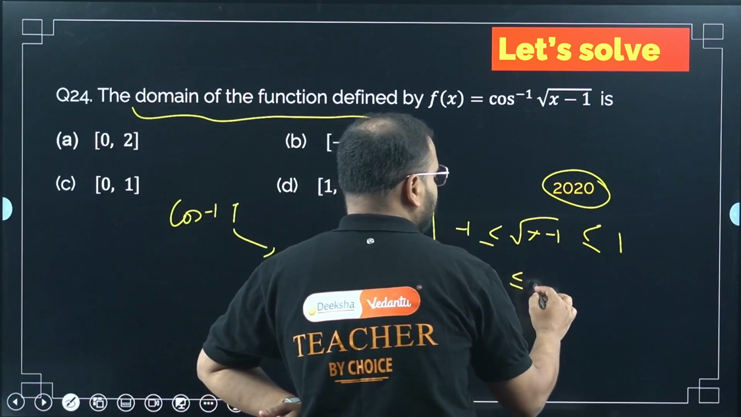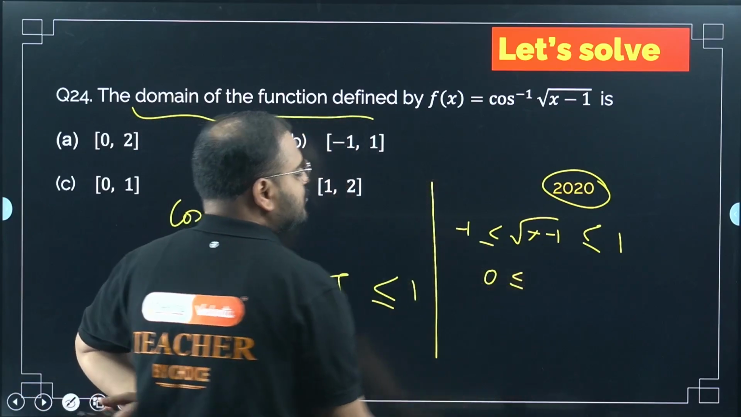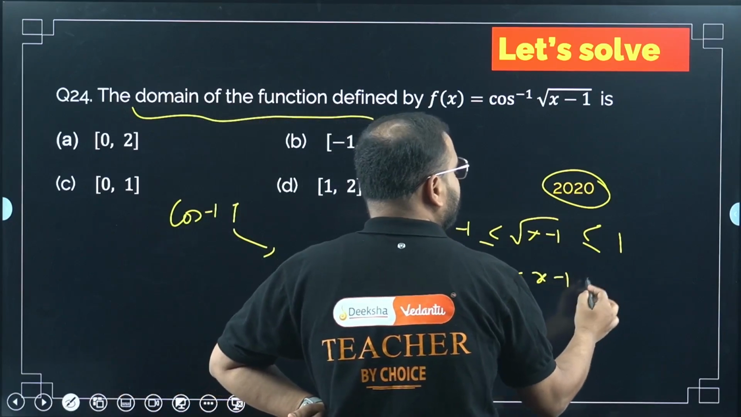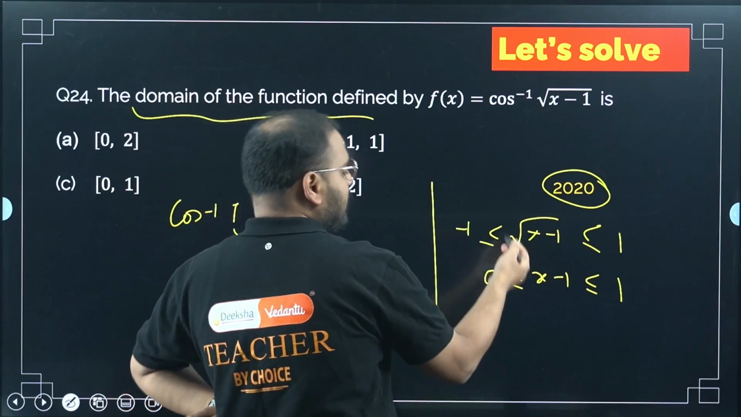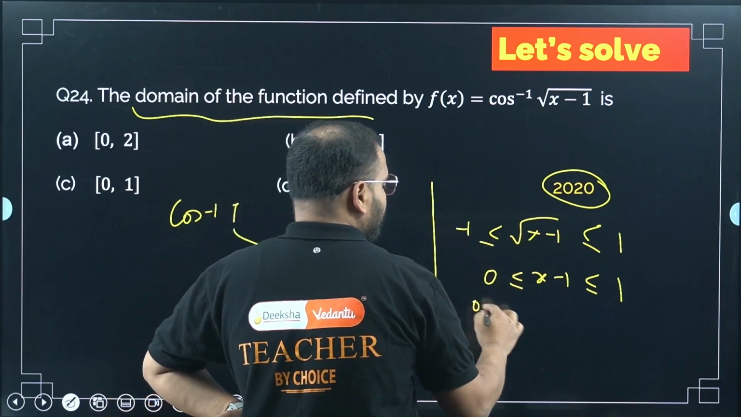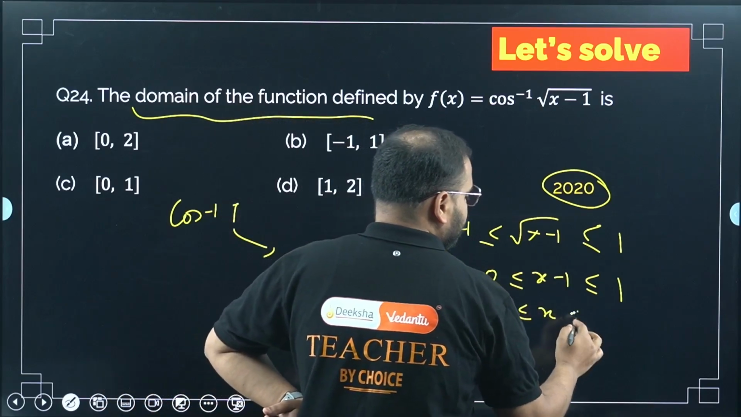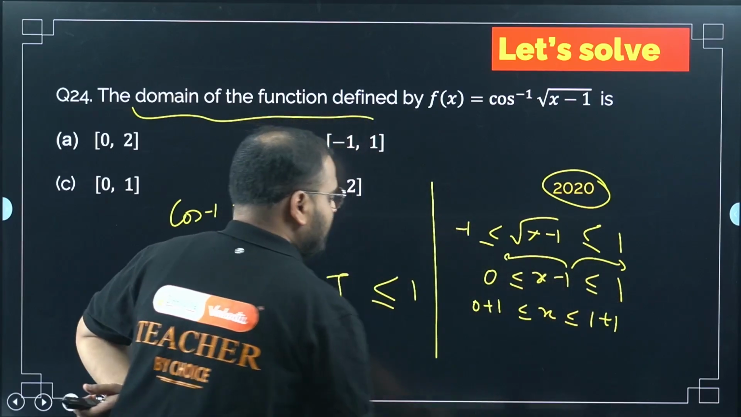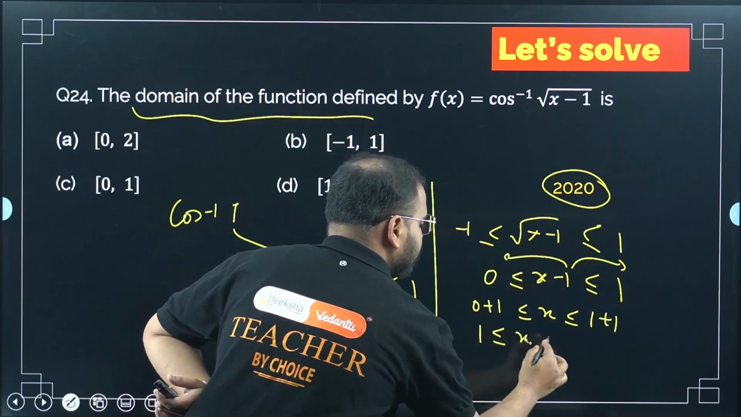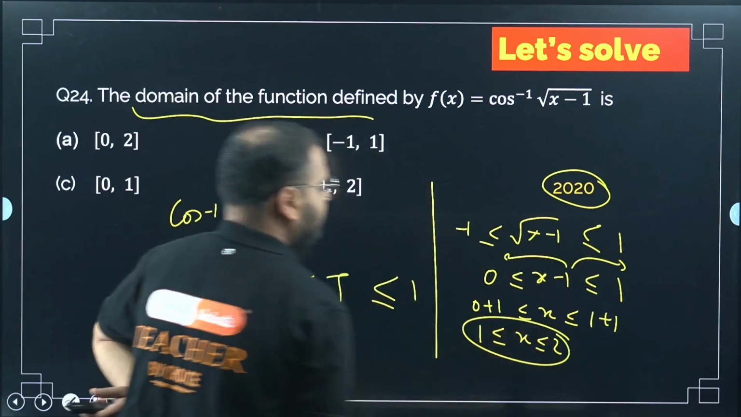So minus 1 cannot be there. Before 0 is always negative. So I can write this as root of x minus 1 will lie between 0 to 1. Correct, right? I am removing the square part. Now what is this going to be? 0 plus 1. I am moving this minus 1 on both sides. So I'll get it as 1 to 2. Please check.